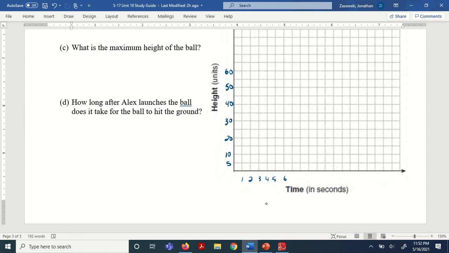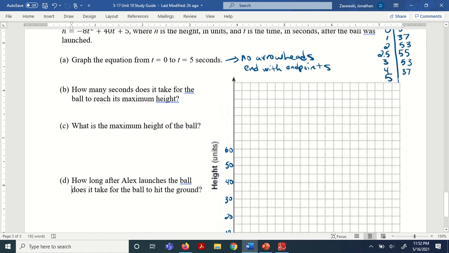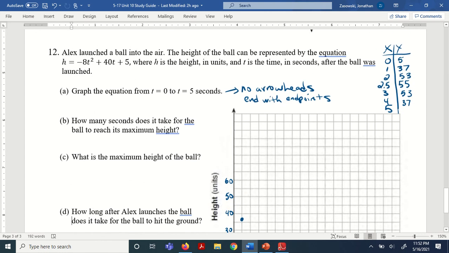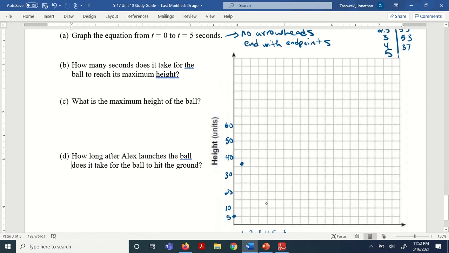Okay, so at 0, we're at 5. So I'm going to put a dot there. At 1, we're at 37. That's just below 40. Okay, it's actually a little bit lower than, if this is 35 and 40, 37.5. It's actually a little bit closer to 35 than it is 40. And then the 2 is at 53, so it's a little bit closer to 55 than it is 50. 2.5, we know we're at 55, and then we're heading back down. So we're going to match the one right next to it.